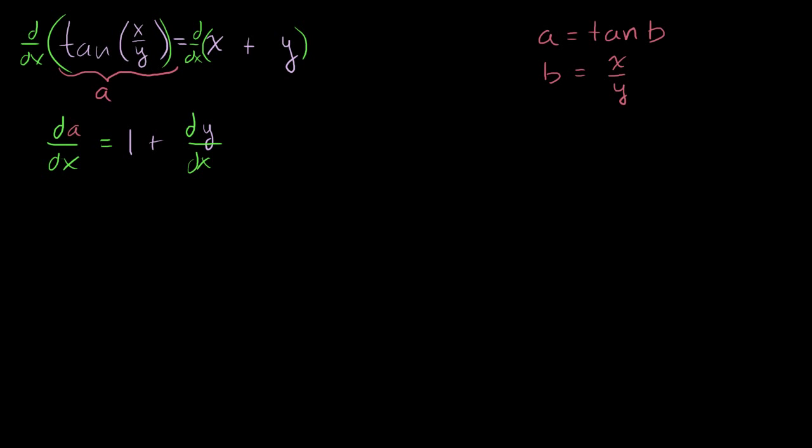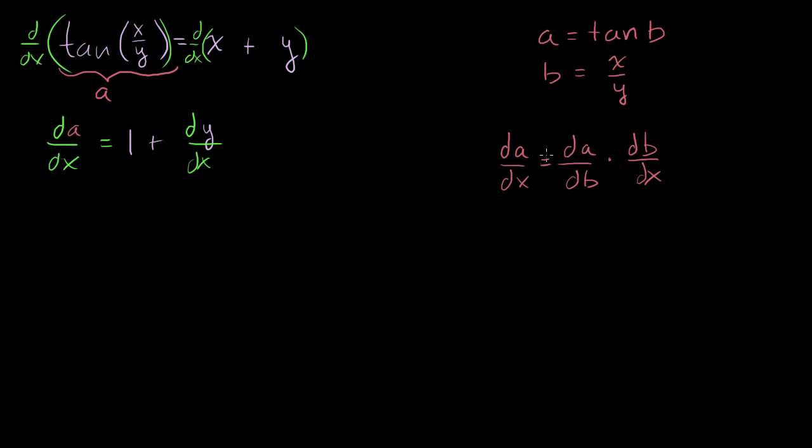So let me just write down the chain rule right here. The derivative of a with respect to x is equal to the derivative of a with respect to b times the derivative of b with respect to x. That's just the chain rule, and it's very easy to remember because the db's cancel out, and you're just left with the derivative of a with respect to x if you just treated these like regular fractions.